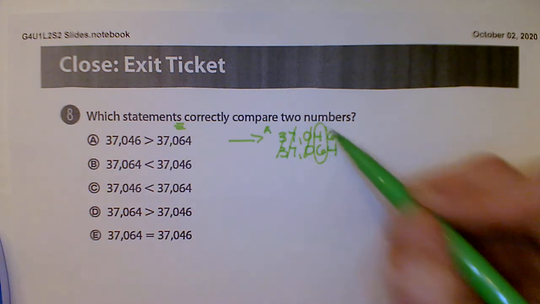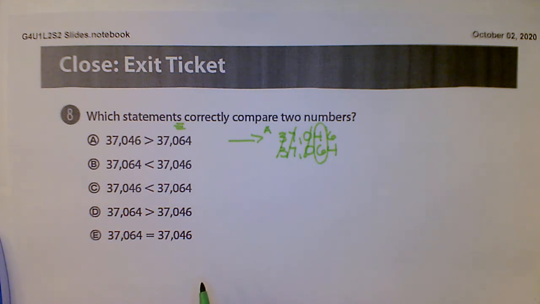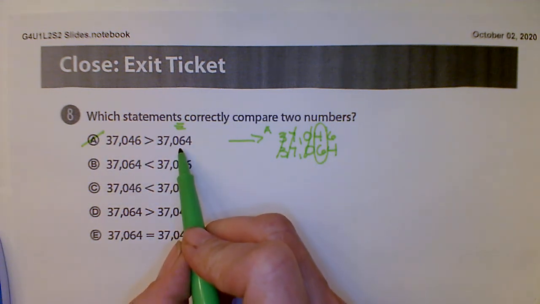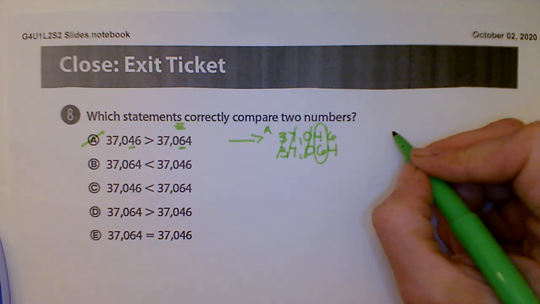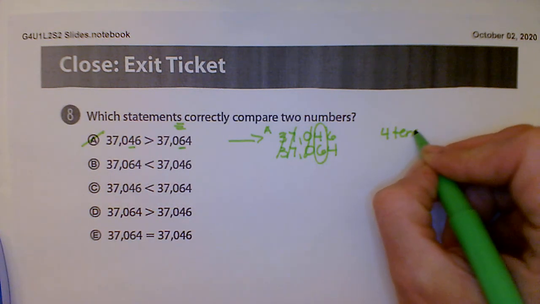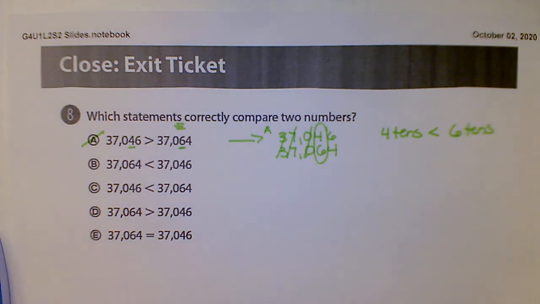Oh, here's where it's different. So this guy is definitely bigger, right? So we can see that now. So he is wrong. And he is wrong because look, I have 6 tens versus 4 tens, right? 4 tens is clearly less than 6 tens. So that symbol was wrong. All right, let's look at the next one.